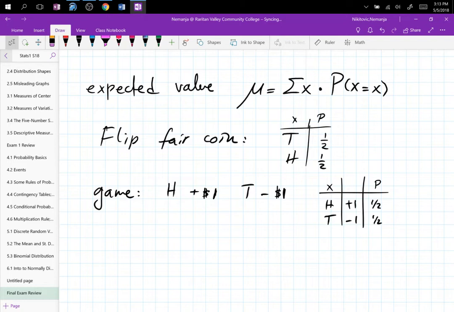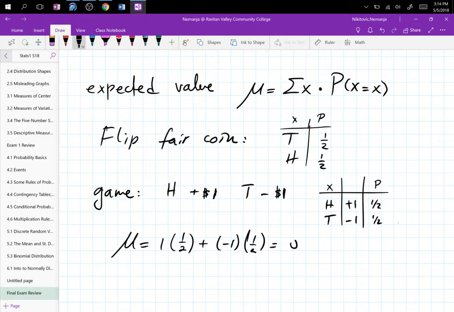So now, what do I do? Well, we use the formula from the top. What's the expected value? I have 1 times 1/2 plus -1 times 1/2, and we get 0. So what is the expected value here? You're expecting to make $0, because you have a 50-50 probability. It's a fair game.